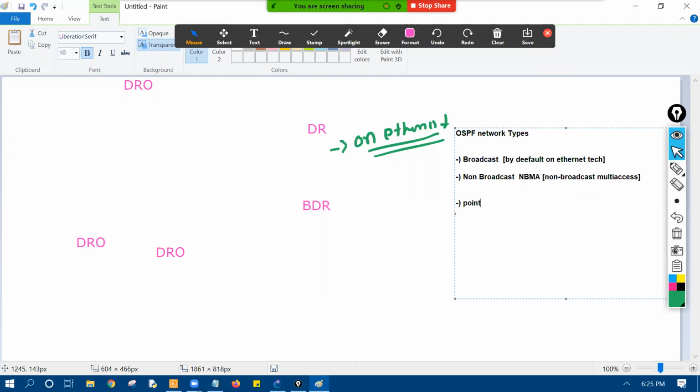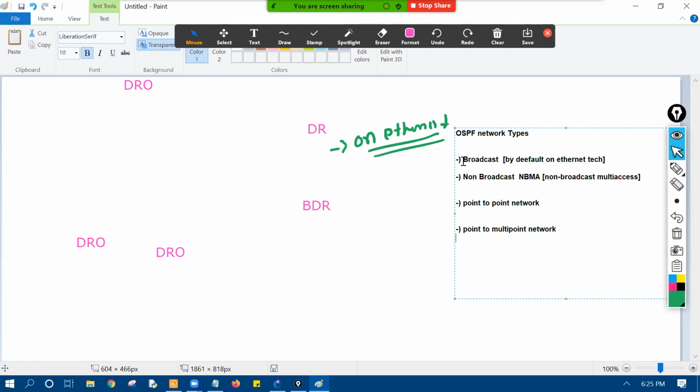Then we have a point-to-point network, and then we have a point-to-multipoint network. These are the 4 network types you will have in OSPF: broadcast, non-broadcast, point-to-point, and point-to-multipoint.